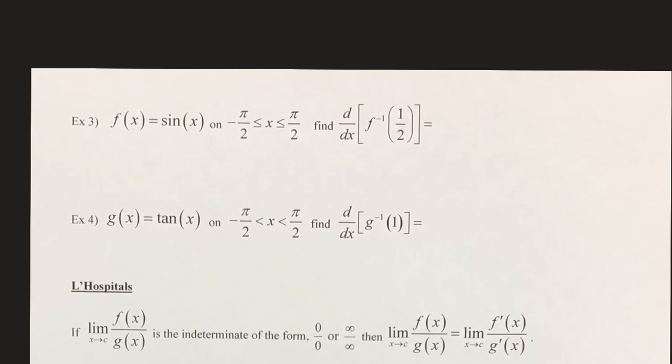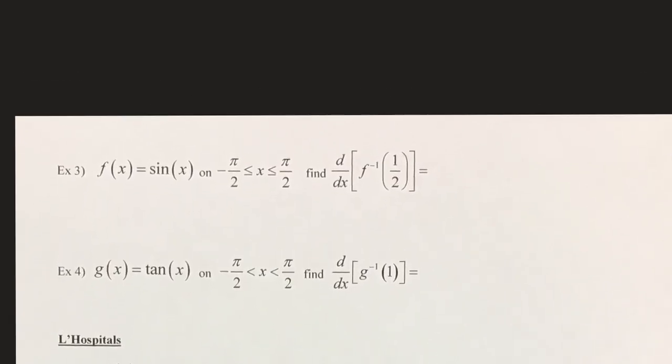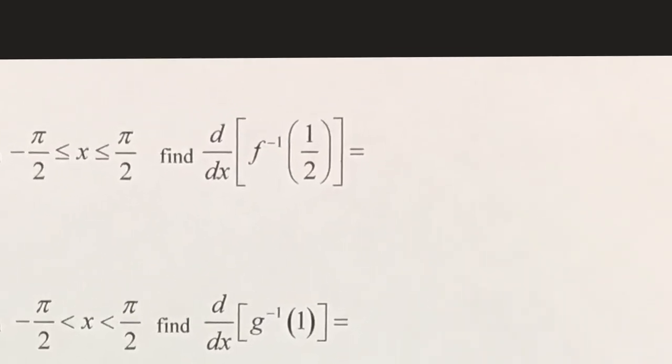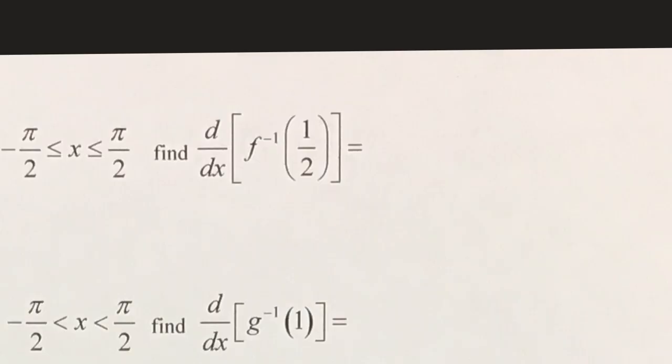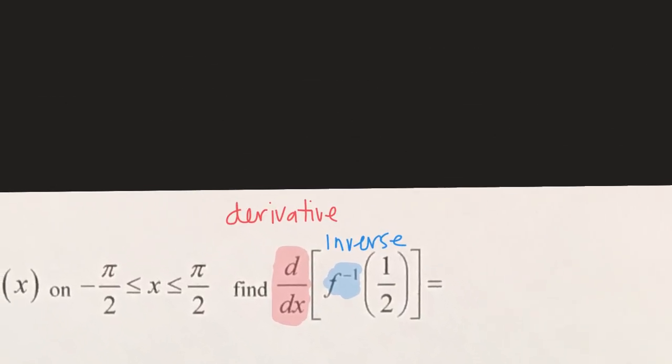Okay, calculus friends, here our first two examples are from yesterday, right? We talked about how we find the derivative of an inverse. So notice the notation: this is your derivative notation, which means take the derivative with respect to x, and this here is your inverse notation. And there's a formula for that, so let's write down what the formula is.